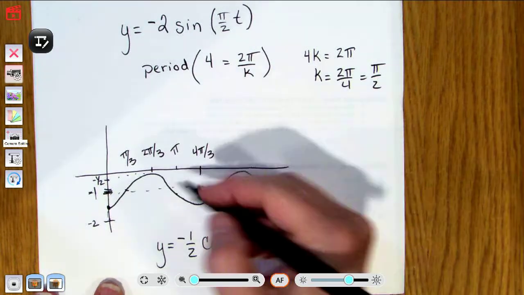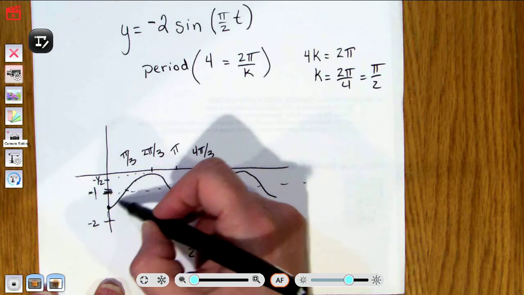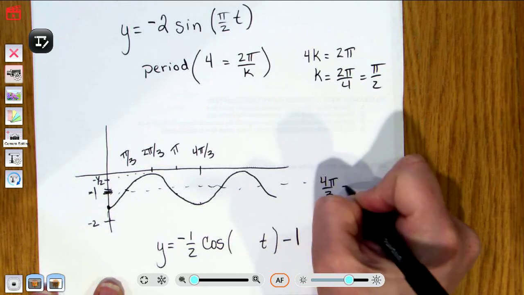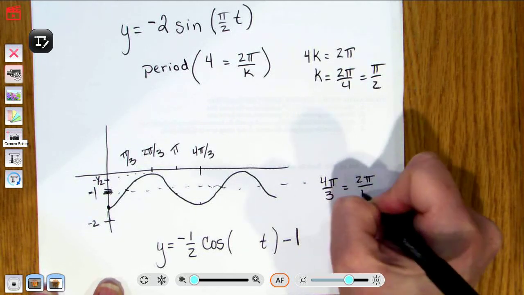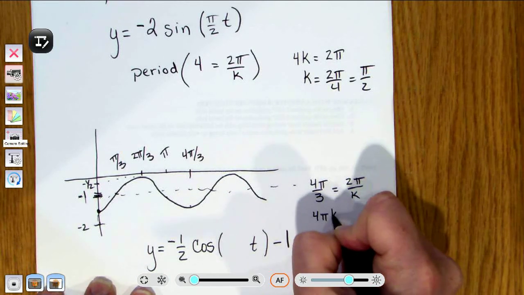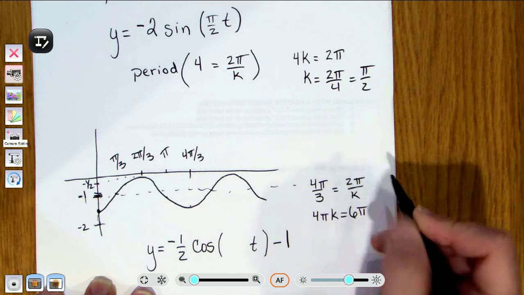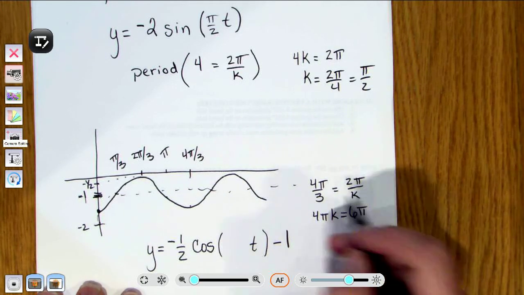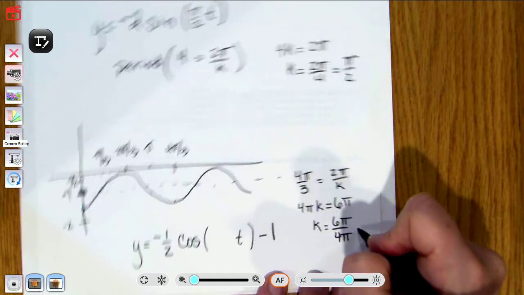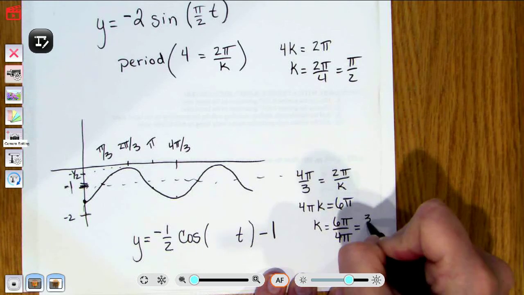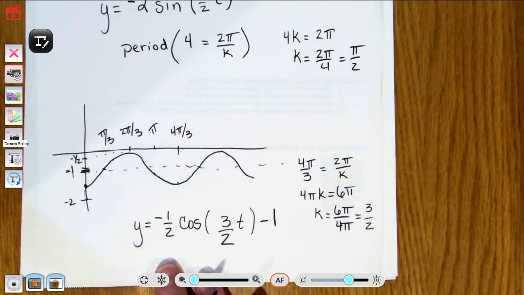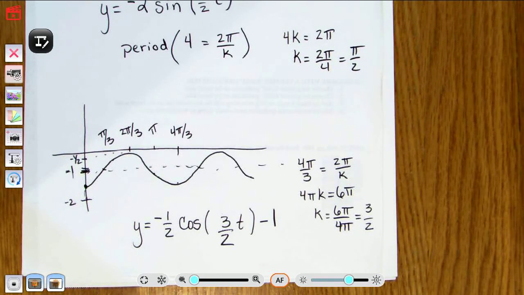All right, to do that, locate our period. So how long does it take us to go through one cycle? And that's 4 pi over 3. And set that equal to 2 pi over k. And find k. So I'm going to cross multiply. So multiplying by the 3, multiplying by the k, dividing by that 4 pi, reducing. That gives me the value in front of that t. I hope this is making it easier for you.